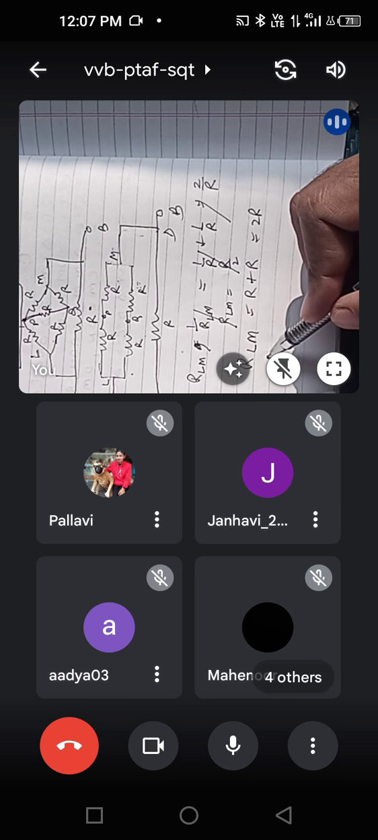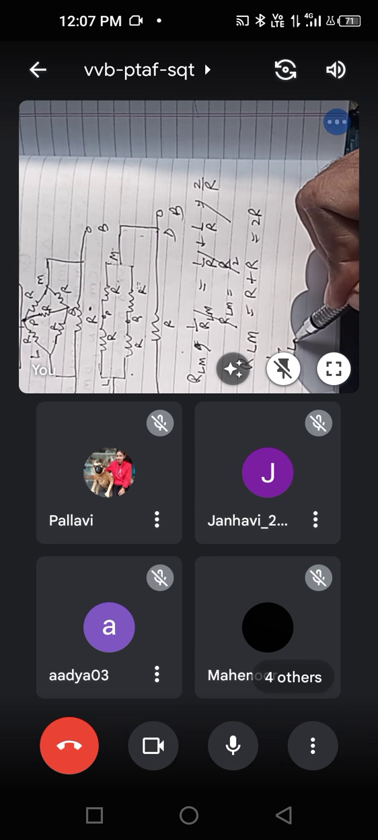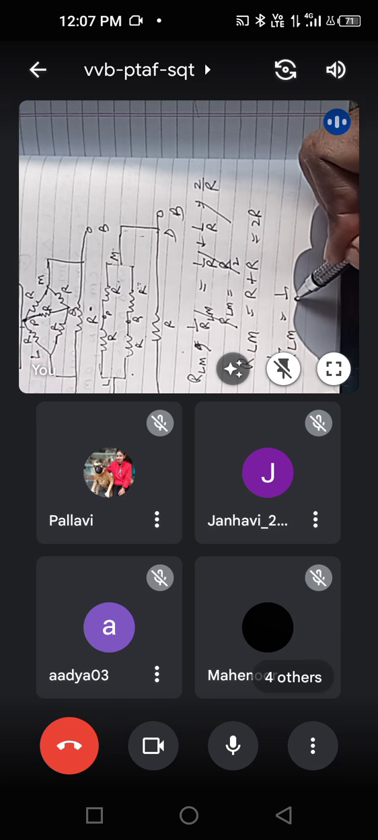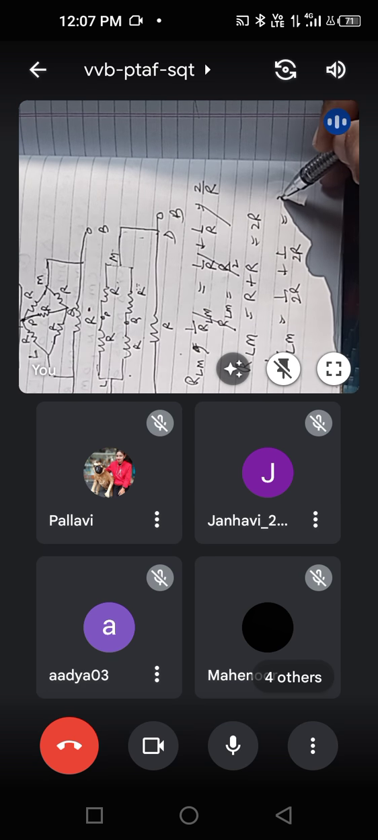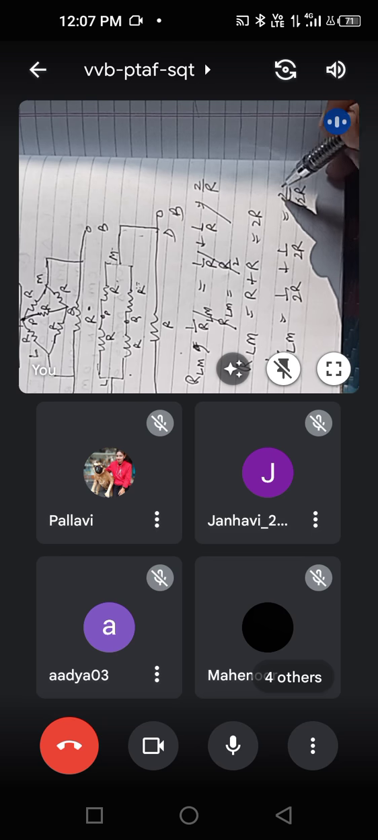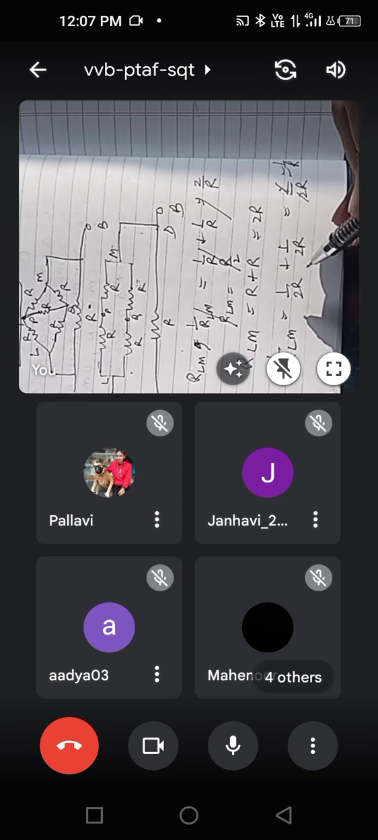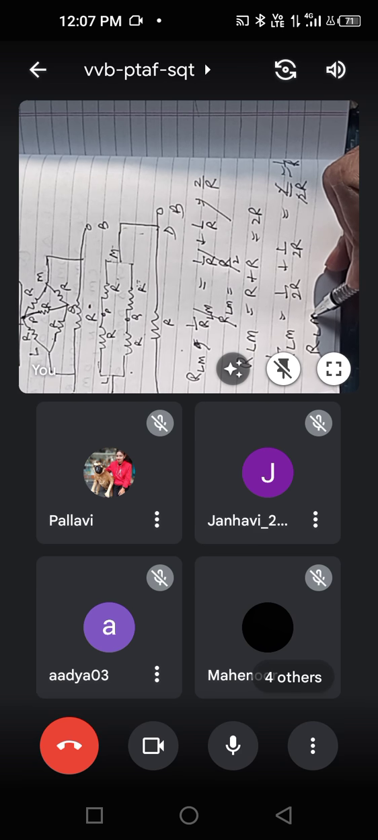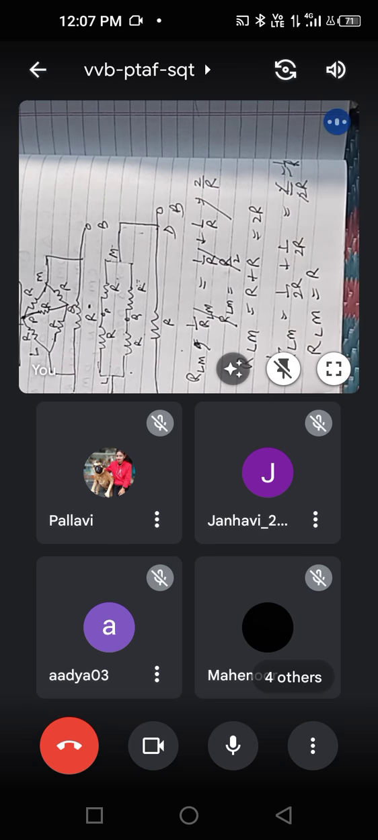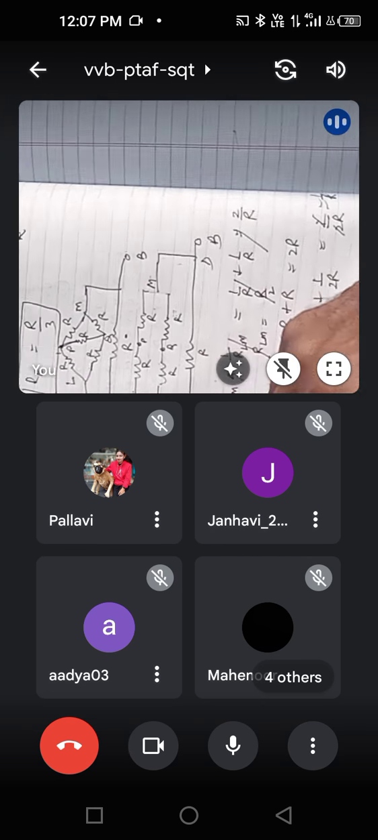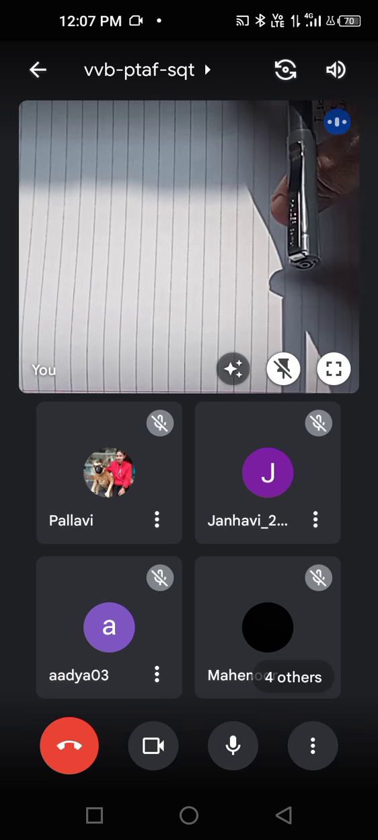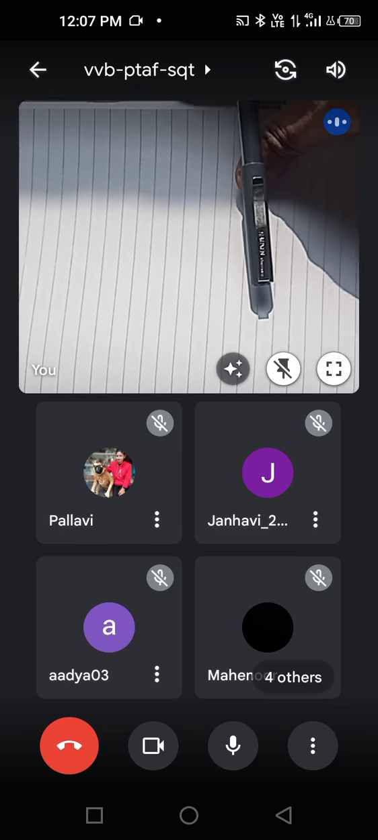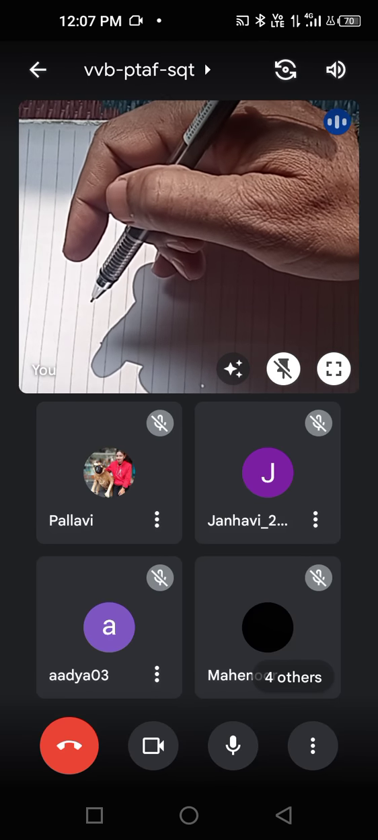So the total combination of resistance, 1 upon R_LM is equal to 1 upon 2R plus 1 upon 2R, that is equal to 2 upon 2R. The 2 cancels out, that is equal to 1 by R. So resistance R_LM is equal to R. This point is clear. Now you have to calculate the remaining part of the resistance also. So here you see this combination, the total above one, is R.